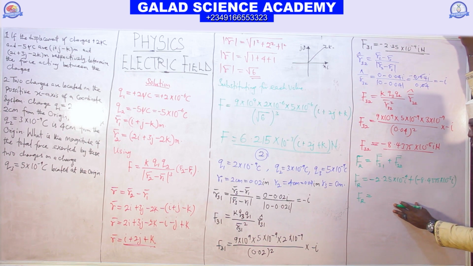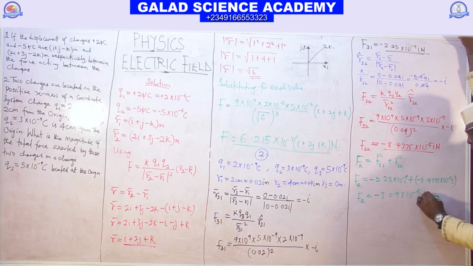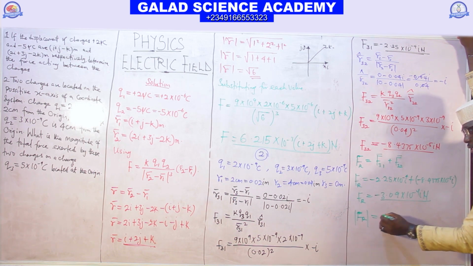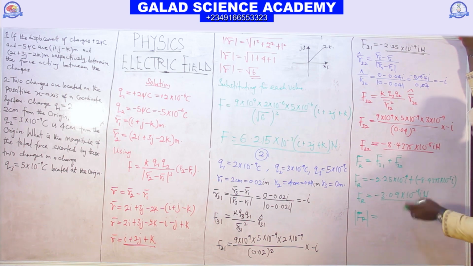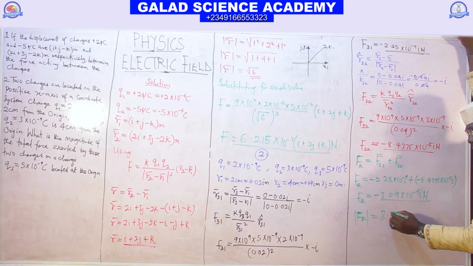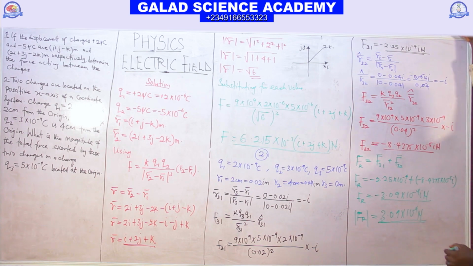So that force should be minus 3.09 times 10 raised to power minus 4 i Newton. But what will be the magnitude of the resultant force? We will square it and find the square root. By squaring, this minus we remove. We will end up with 3.09 times 10 raised to power minus 4. The i will be removed, the Newton. That will be the final answer.